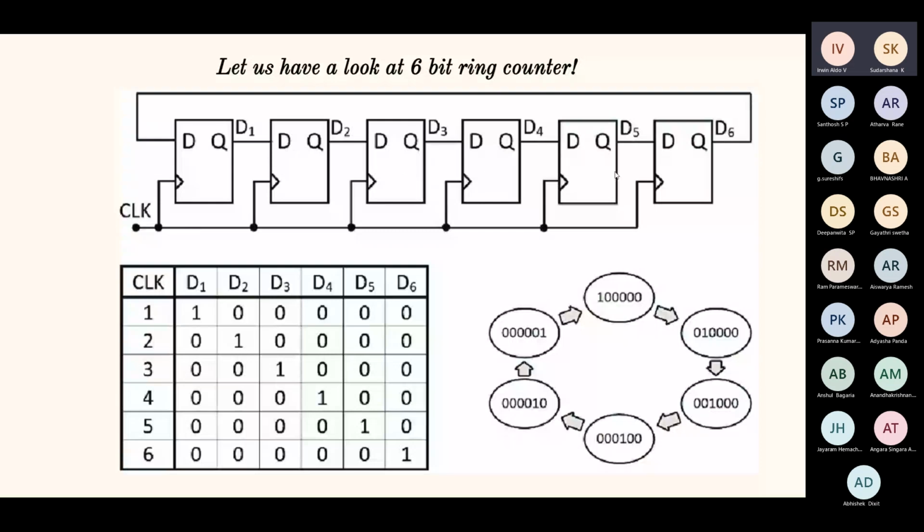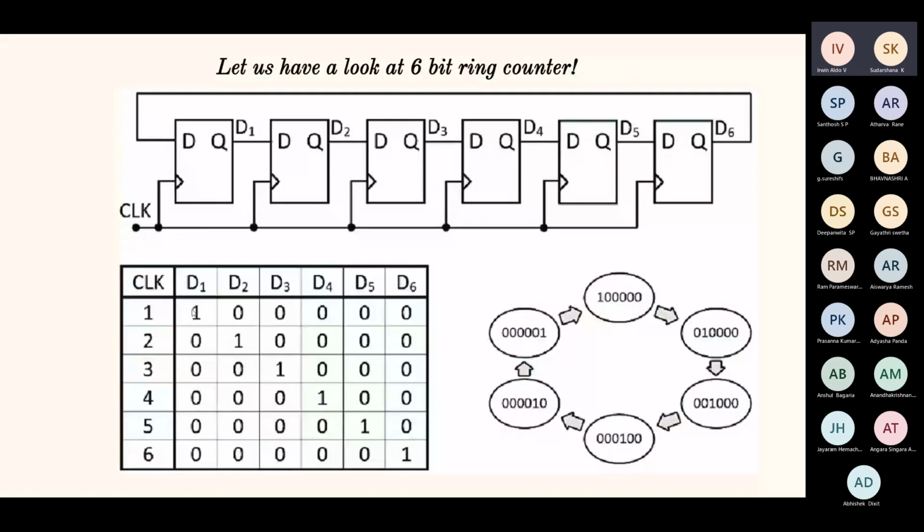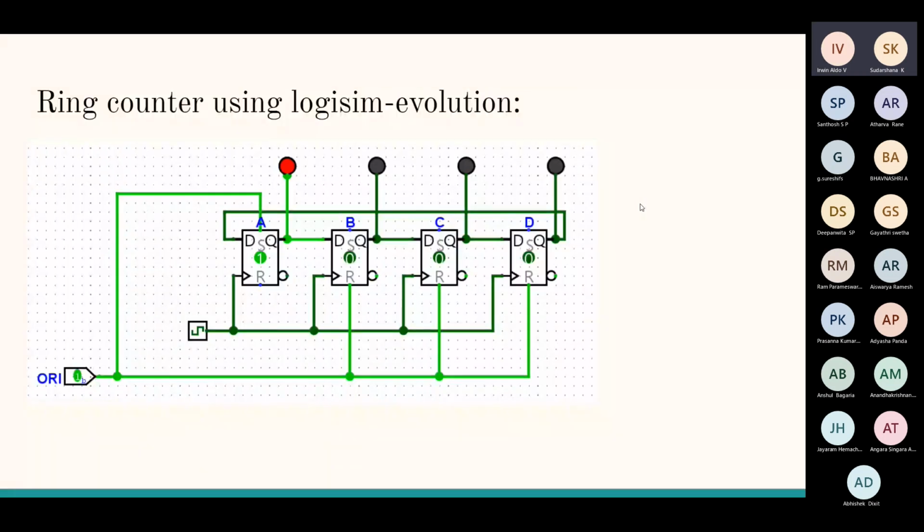At last, the last flip flop's output is given as an input to the first flip flop, and it counts like this. The one moves like a transmission. First the one is there in D1, and after that this same one goes to the next, and then to the next. After reaching the final state, it again goes to the first state, repeating this sequence. This is how a ring counter looks.